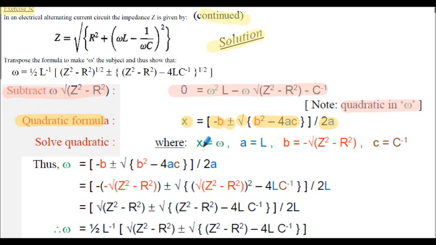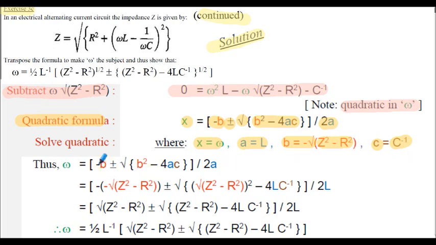So in this case, our x is equal to omega, our a is equal to L, our b is equal to negative square root of, in the bracket, z squared minus r squared, and lowercase c is equal to uppercase C to the negative 1.